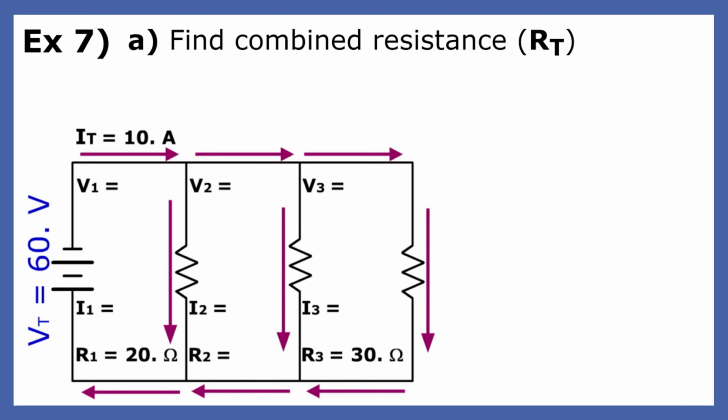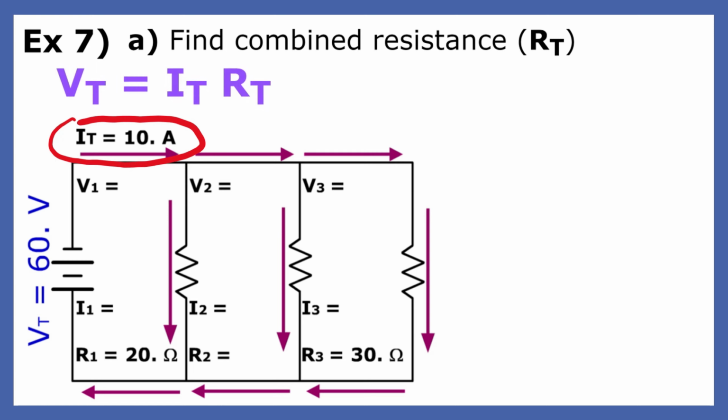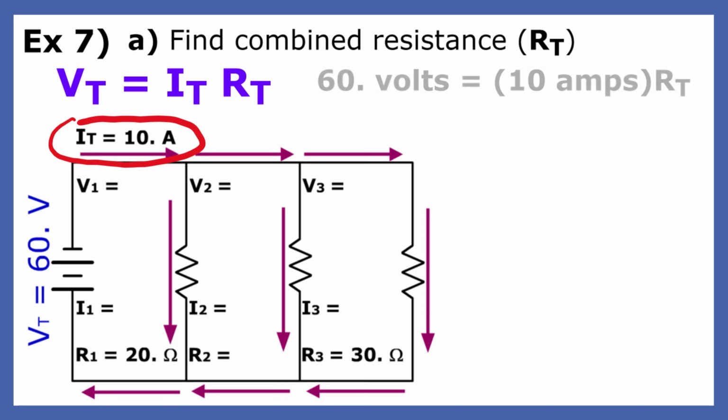Now let's take a look at a parallel circuit. There are 10 amps coming out of the voltage source that's split up into 3 branches. We are asked to find the total resistance and have the total voltage and current. The easiest way to do this is to use Ohm's law.